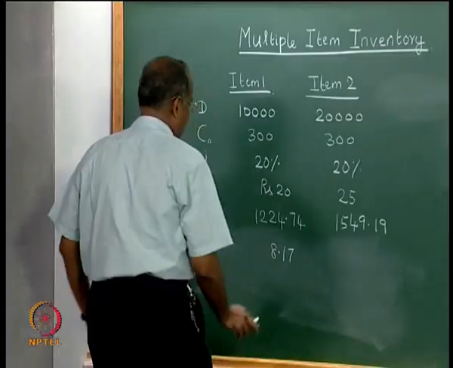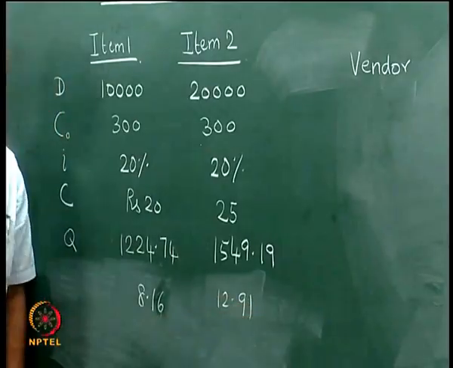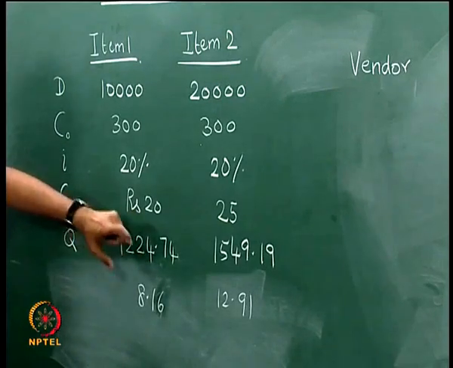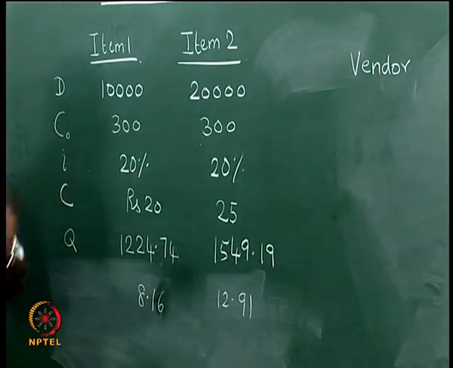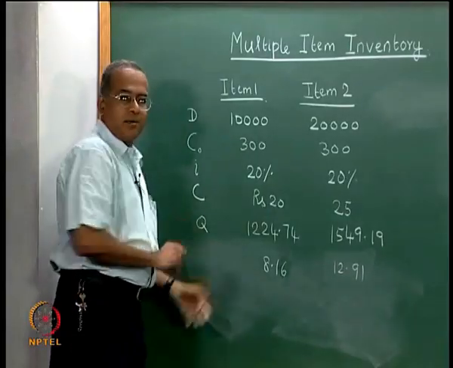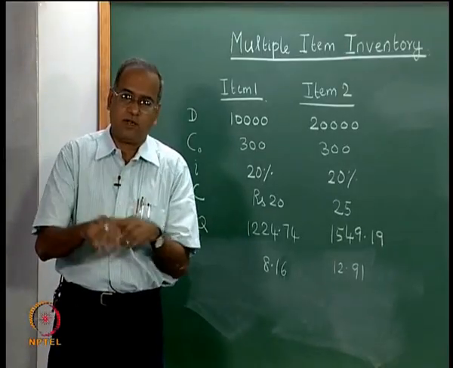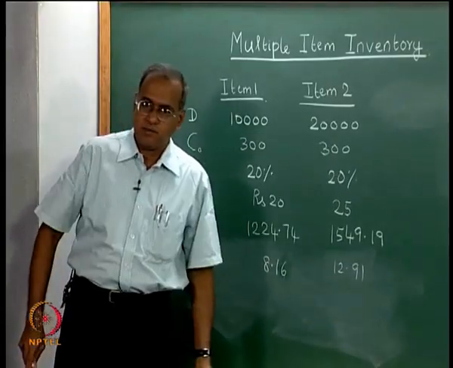8.16 and 12.91 orders. So, 8.16 orders and 12.91 orders per year, and we also know that the ordering cycles do not synchronize. For example, we will be placing orders every 47 days here and roughly every 29 or 30 days in this one. So, if we look at the ordering process, the order cost in particular is largely dominated by the cost of transportation and the cost of inspection.